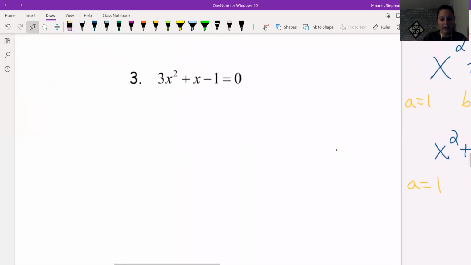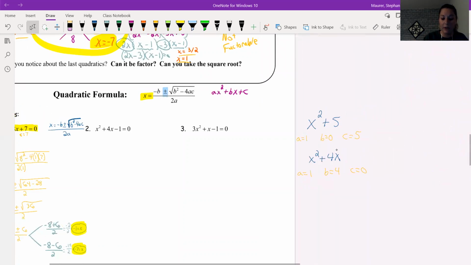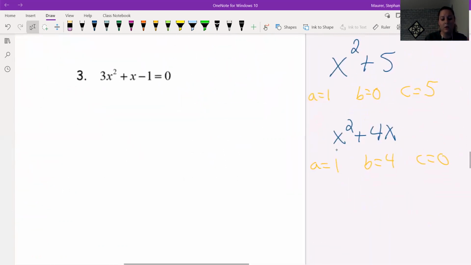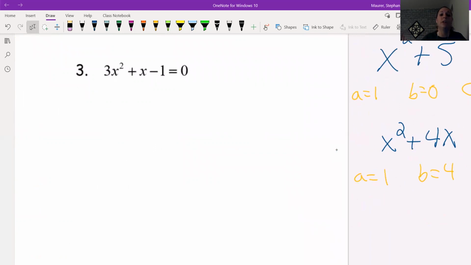We're going to skip to number 3, because number 3 was the one in the warm-up that we were not able to do. So let's do this one, because again, we couldn't factor it. We couldn't find the answer. Let's do it now.